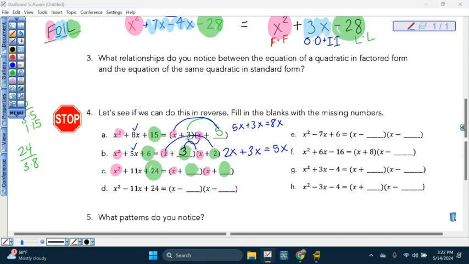Exactly. Okay? 3 and 8. Good. Because 2 times 12 also equals 24, but 2 plus 12 is 14, not 11. Right? Can you guys work on D through H, please? D through H.